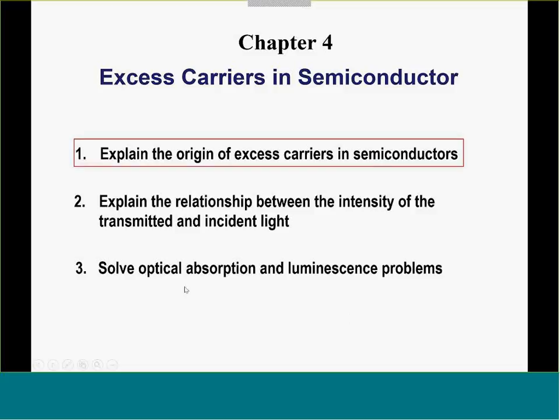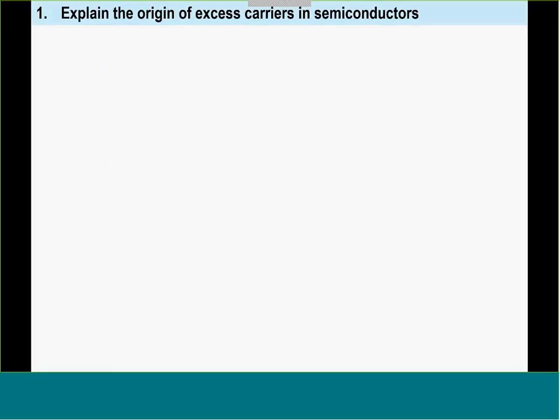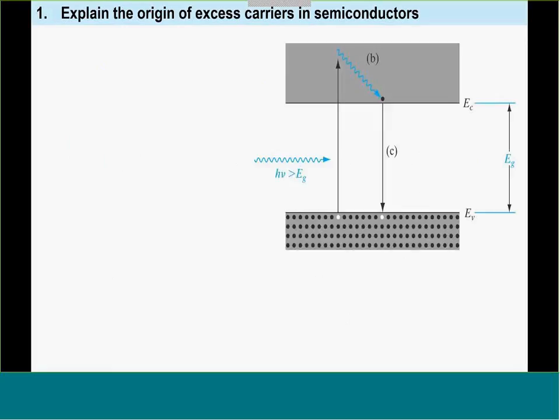Okay, let's start by explaining the origin of excess carriers in a semiconductor. Of course, whenever we talk about semiconductors, whether it's luminescence or whatever, it's best that we start with the energy band diagram. Let's say we have an excitation where the energy should be more than the E gap.